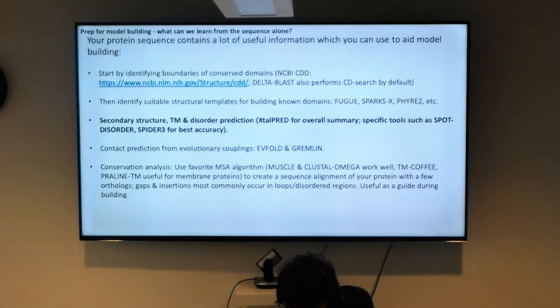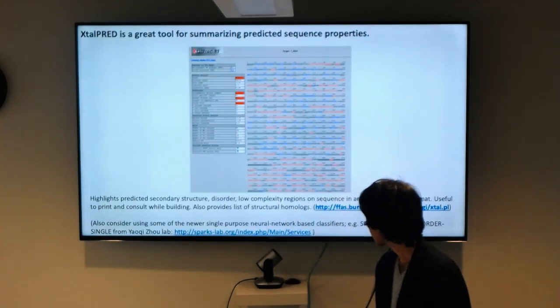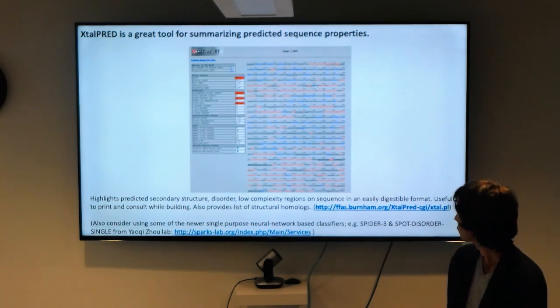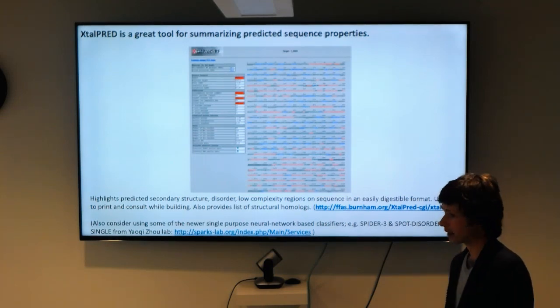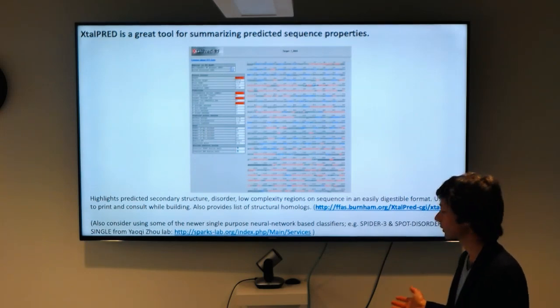All right, so secondary structure prediction. I mentioned Extilpred. This is an example of the output you'll get from Extilpred. It gives you a general compact summary of everything with numbering, where red is alpha helix, blue is beta sheet, and any region that's underlined is predicted to be disordered.